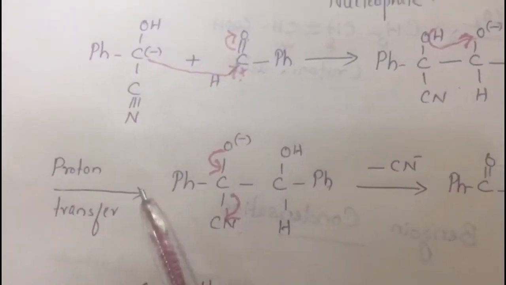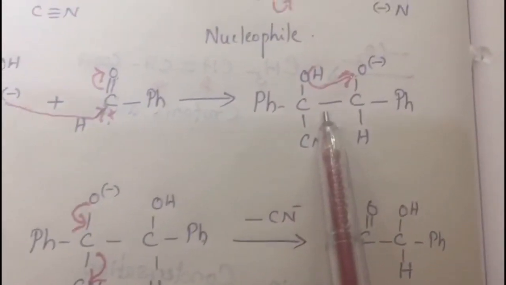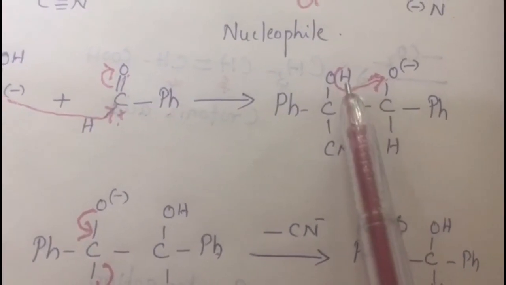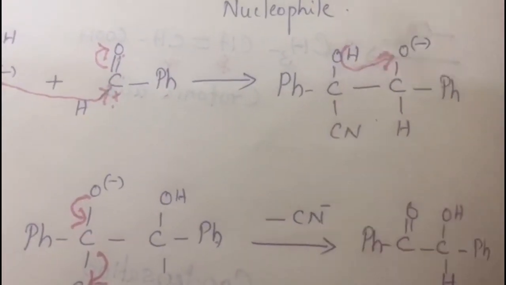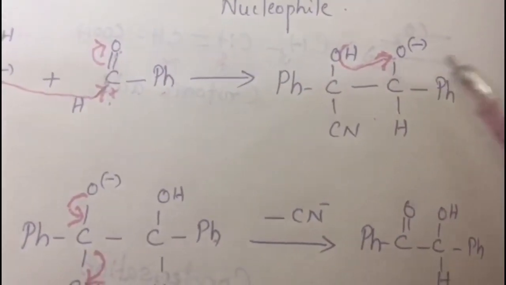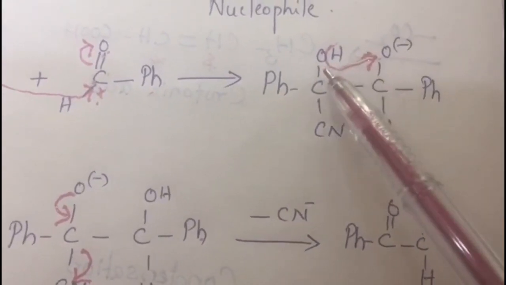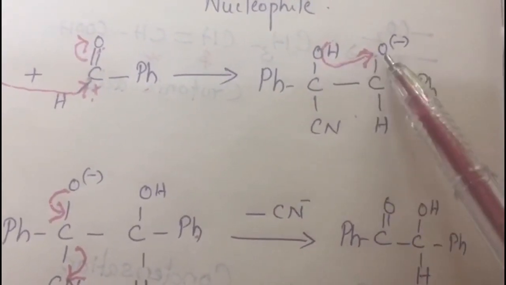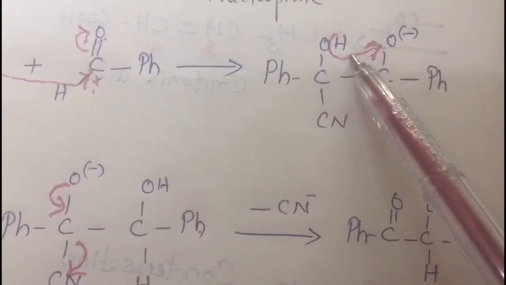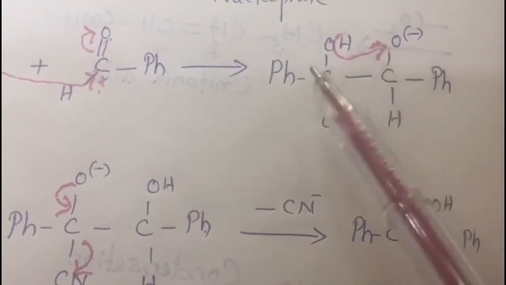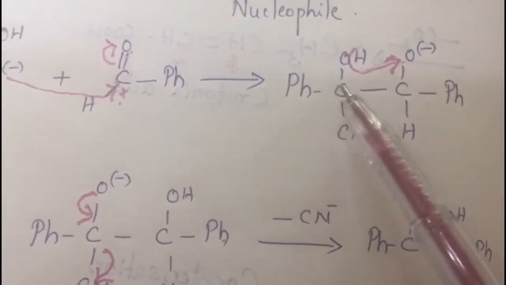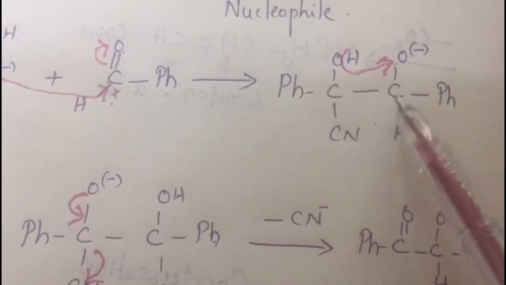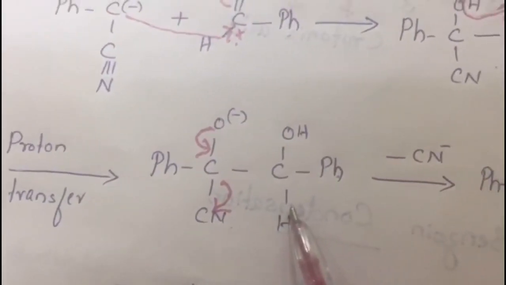Then after proton transfer, we know this is like an acid-base reaction. This hydrogen will be more acidic due to the presence of the cyanide group, and this one is a base. So the proton will move towards this oxygen. That means the acid will donate the proton and the base will accept the proton. So here it will be Ph, C, O minus, CN, COH, H, Ph. This is the product formed after proton transfer.